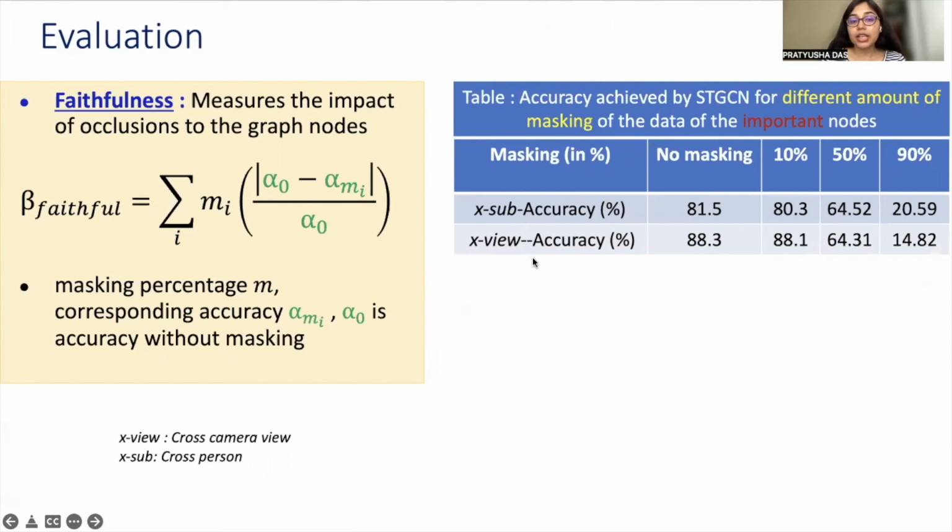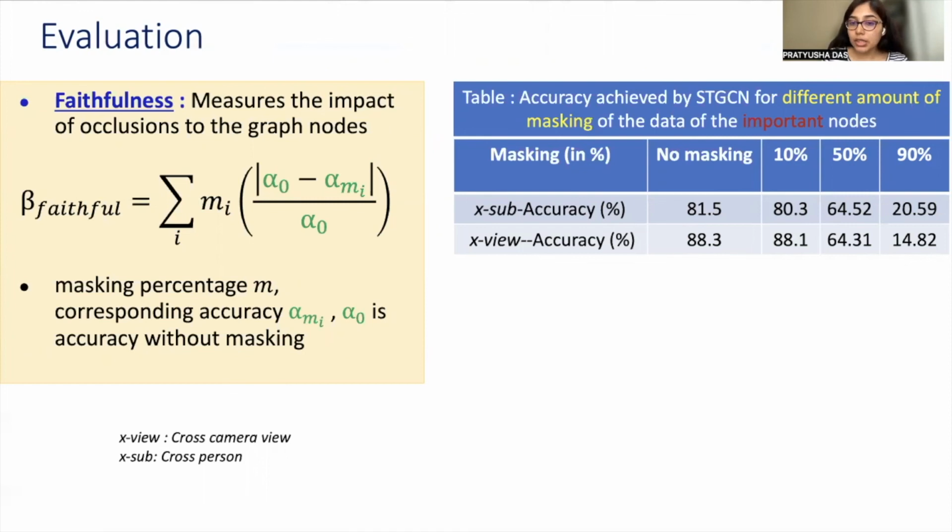So here XSub and XView are different train-test protocols. XSub is the cross-person setting and XView is the cross-camera-view setting for our training and testing. And when we mask the important nodes, we see that for a smaller amount of masking, it is not affected. But when we masked 50% to 90%, the accuracy dropped drastically.